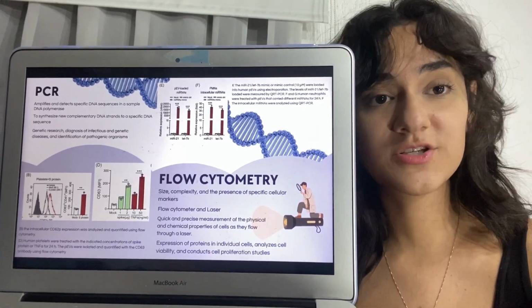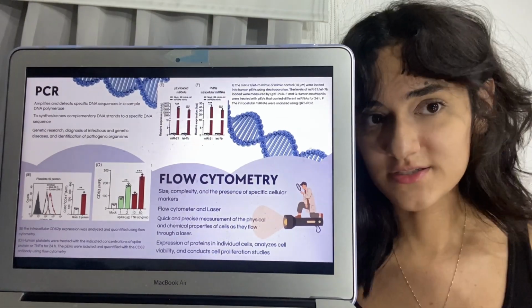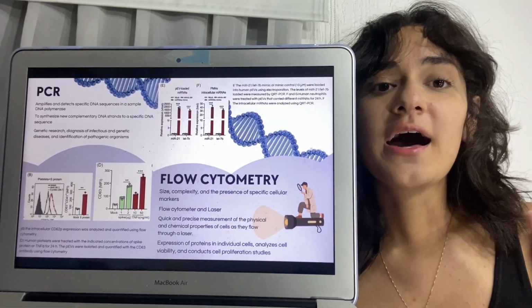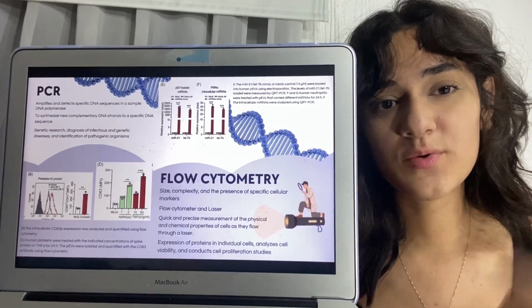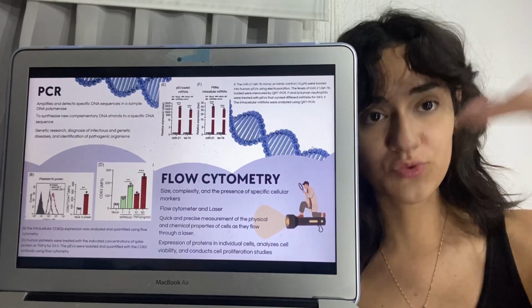Now, talking about flow cytometry, it analyzes and classifies individual cells based on different characteristics, such as size, complexity, and the presence of cellular markers. Flow cytometry is used when you want to get quick and precise measurements of the physical and chemical properties of cells as they flow through a laser.